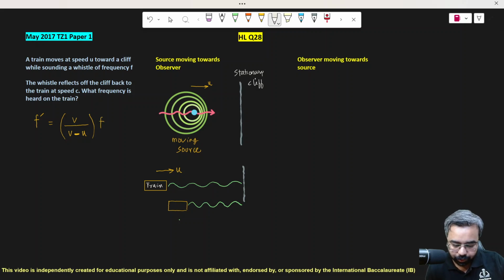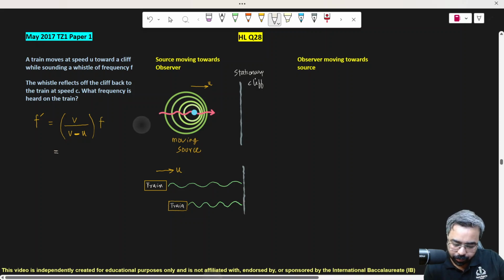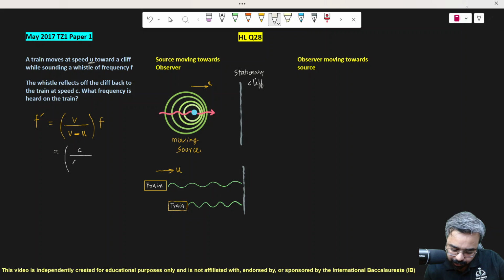Now we will write the values according to our question. The train speed is u, and we are going to put in the values. The speed of the sound is c, so f prime equals c divided by c minus u, into the frequency f. This f is the original frequency of the sound that is produced by the train, and f prime is the frequency that is received by the cliff.